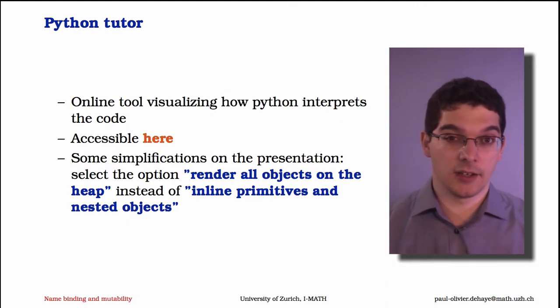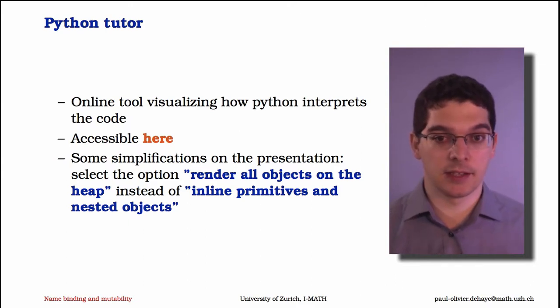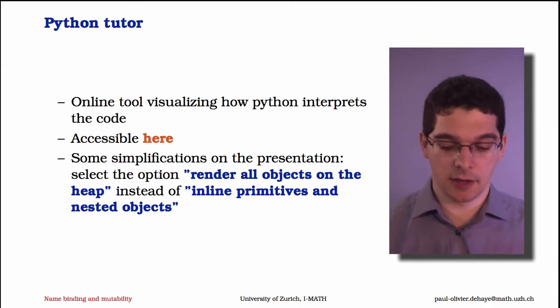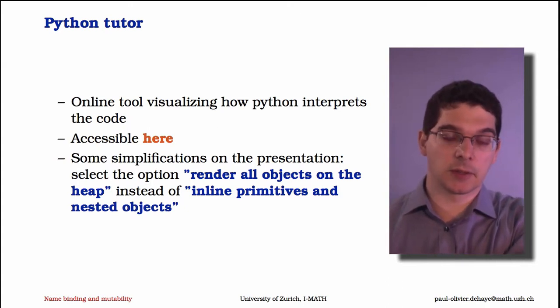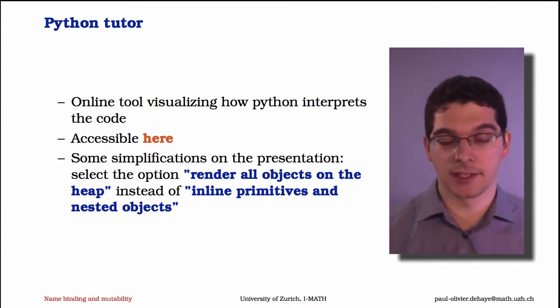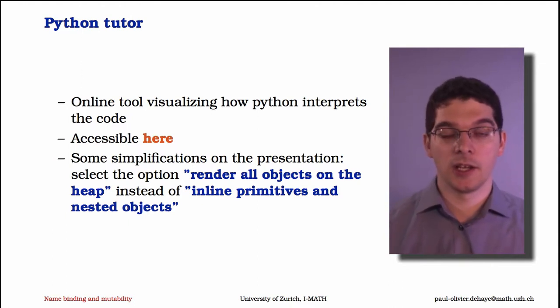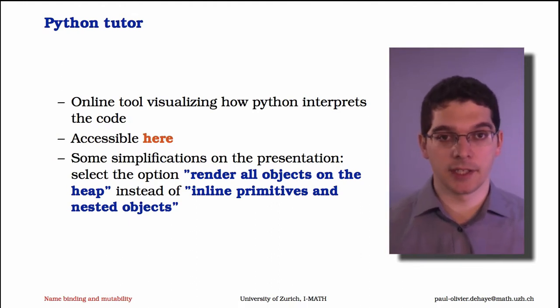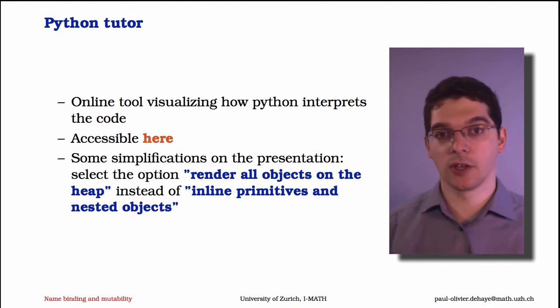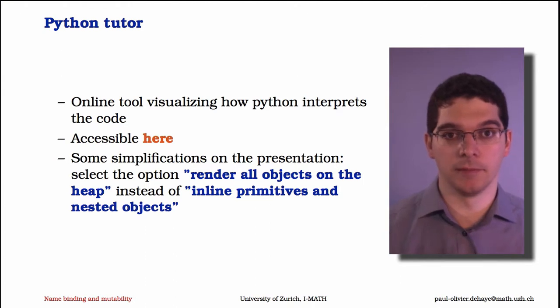Okay, there were some options, and one of them was to render all objects on the heap instead of the option inline primitives and nested objects. I recommend you use that option sometimes when you want extreme consistency in the way Python Tutor presents things. Rendering all objects on the heap is more consistent than the other one, but the other one produces simpler diagrams that might be easier to understand. So maybe you try using first inline primitives and nested objects to understand what's going on, and if that doesn't work, then you go to the more consistent approach that might make more sense for your particular problem.